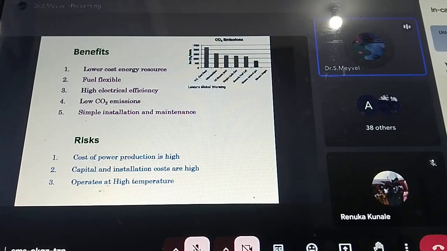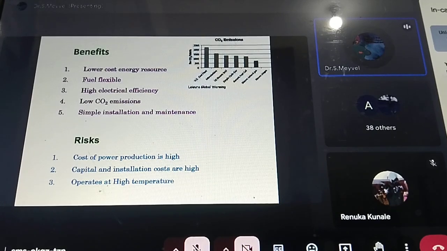Next is the benefits of Bloom Energy. It uses low-cost material. Fuel flexibility is also possible here. It has a high electrical efficiency. It has low CO2 emissions and easy installation and maintenance.